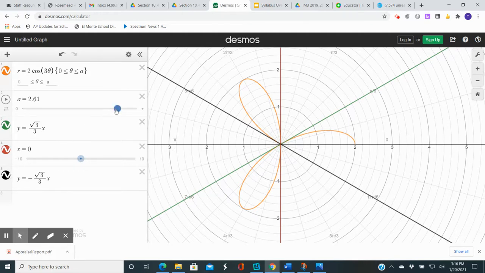And as theta goes from 5 pi over 6 to pi, r becomes negative once again. So I have points that are on opposite rays from terminal sides of my angles. And when I get to theta is equal to pi, I complete one loop, giving me 3 petals of the rose curve.